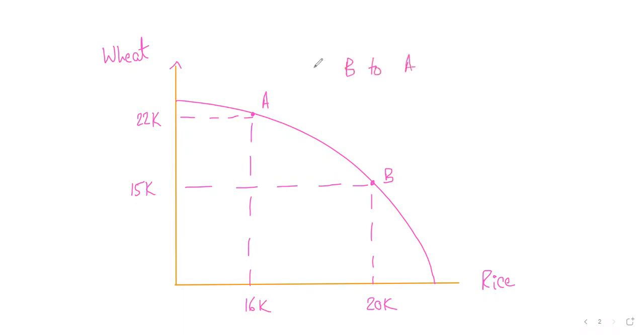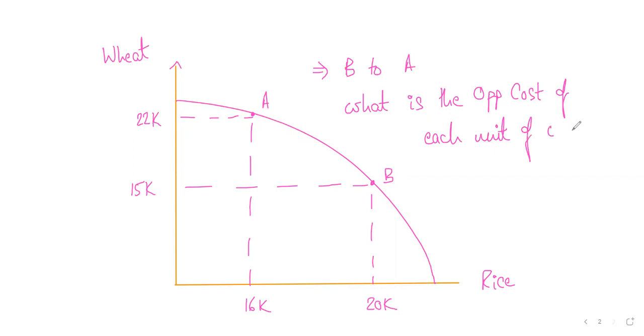I'm saying moving from B to A, what is the opportunity cost of each unit of wheat? Opportunity cost of each unit of wheat. Can you do this calculation? Quickly do this and let me know how that will be done. 0.5? Not exactly 0.5, it will be slightly different. 4 divided by 7. 5 plus 2 is 7, right? So that's the correct way.